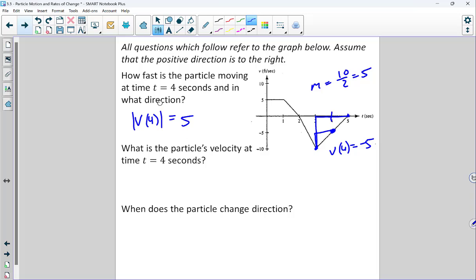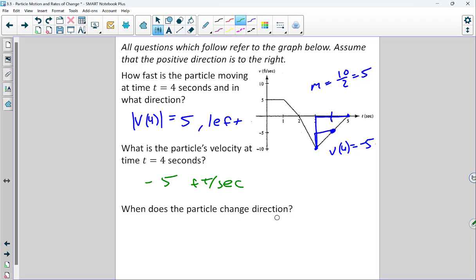But the direction is going to take into account the velocity, and the velocity is negative. Since positive is to the right, we're moving at 5 feet per second to the left. What is the particle's velocity at t equals 4? Again, we already answered that. The velocity at 4 is -5 feet per second.